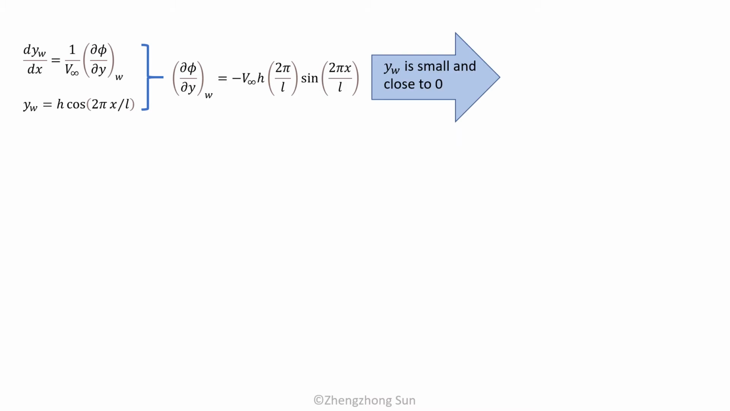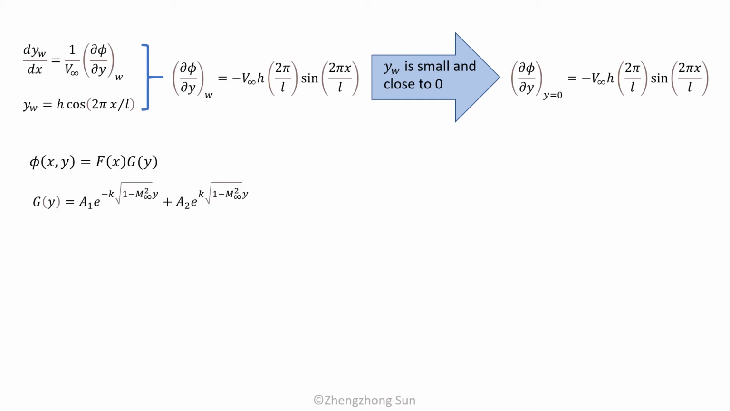Because y is small and close to 0, and that's because we consider the wave amplitude is small. Okay, so then we can get the partial phi partial y at the wall expressed by the function on the right hand side. So now we can look at the equation about g(y). And now we are applying boundary condition 1. When y goes to infinity, the height goes to the free stream, and v should remain a finite value. So I'm rewriting the g(y) in here.